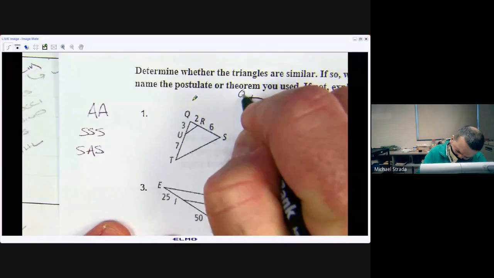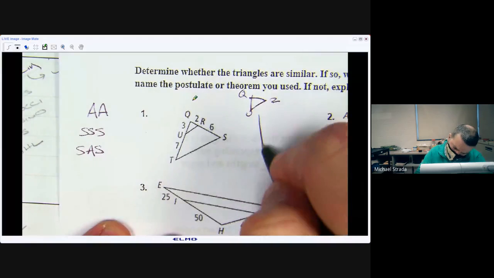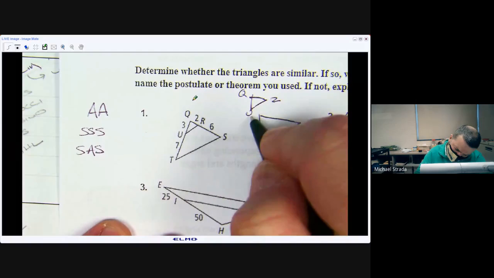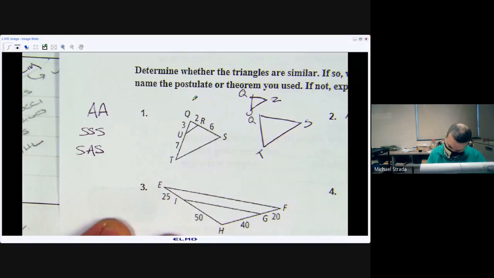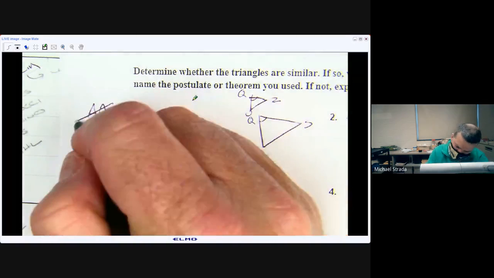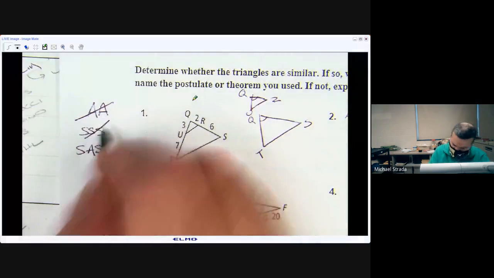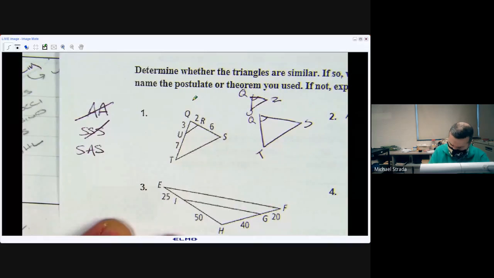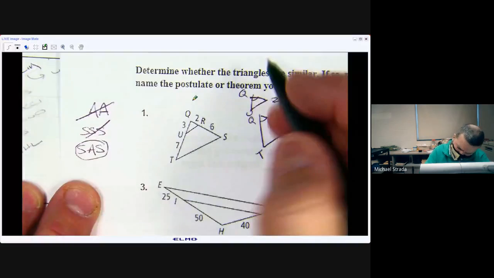So QUR is the smaller one. QTS is the bigger one. So I got angle Q, but angle's out. Do they give me all three side measures? No. The side is out. So I'm left with side angle side. I got the one angle, so now I got to work on the sides.